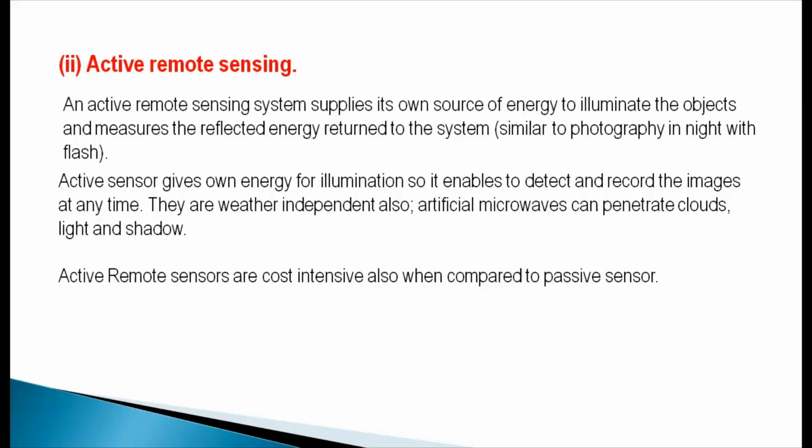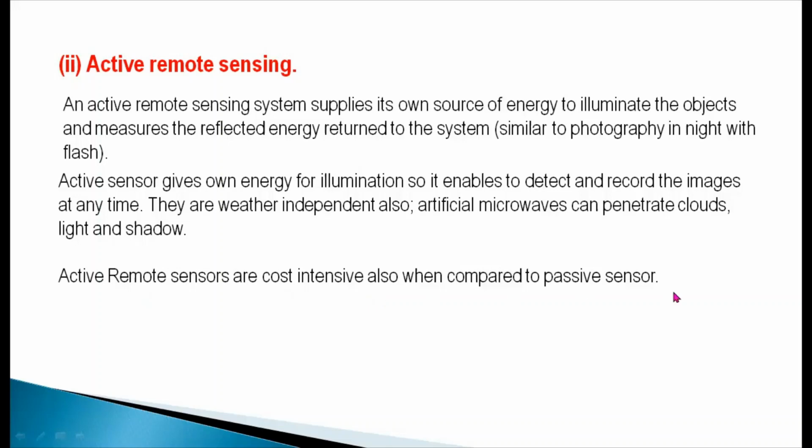Or if the sky is not clear, we have clouds or other things. So now it can be improved with artificial microwaves. They can penetrate clouds. So हम manually भी उसको करते हैं, light or the shadow. So active remote sensing is cost intensive when compared to the passive sensor.